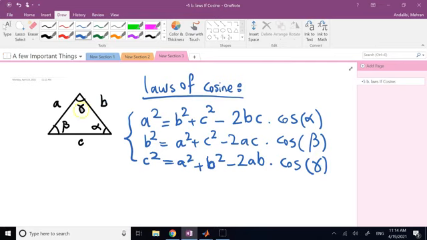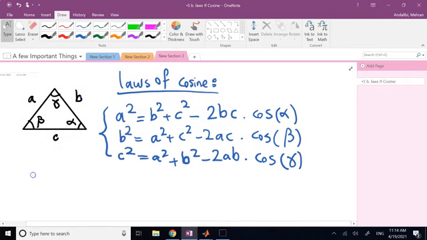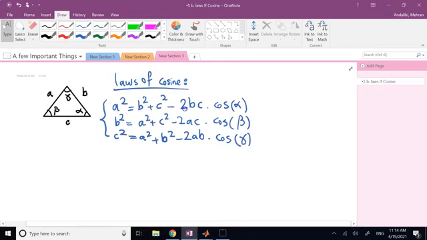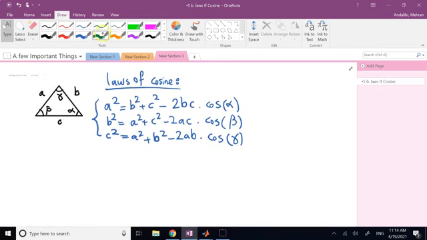If one of these angles is 90 degrees, cosine of it is 0, so the third term goes away on the right-hand side, and you get one side squared is sum of the two other sides squared, which is the Pythagorean theorem. Okay, so it's like a generalized Pythagorean theorem. These guys, we call them laws of cosine, and we use these guys a lot. I'll show you in an example.